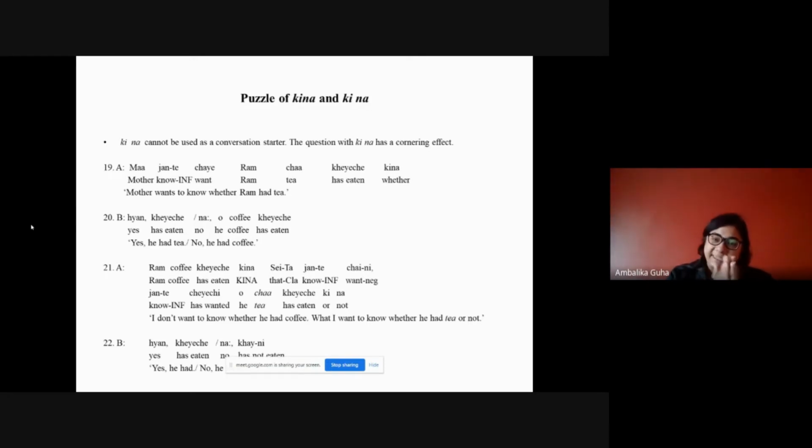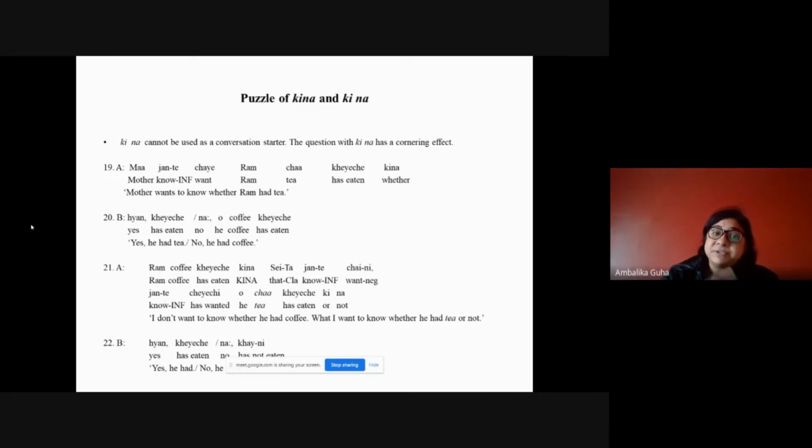Whenever we have ki and na separated with a pause in between, I assume that it has a cornering effect interpretation. It has an alternative question interpretation. It cannot have an embedded polar question interpretation, based on the responses that it will demand. For example, in 19a, if we just say the sentence Ma jante chaye Ram cha kheche kina, mother wants to know whether Ram had tea, where ki and na are concatenated together.